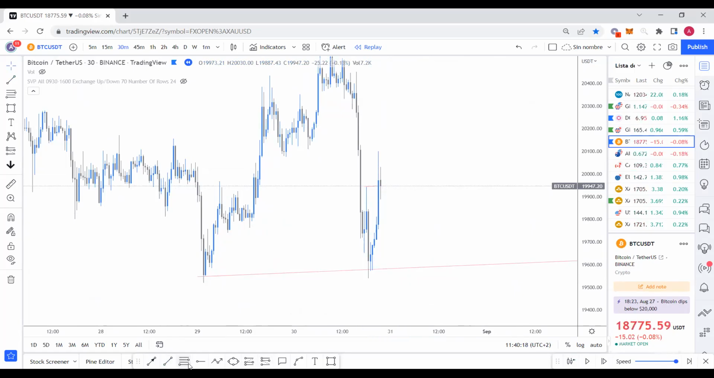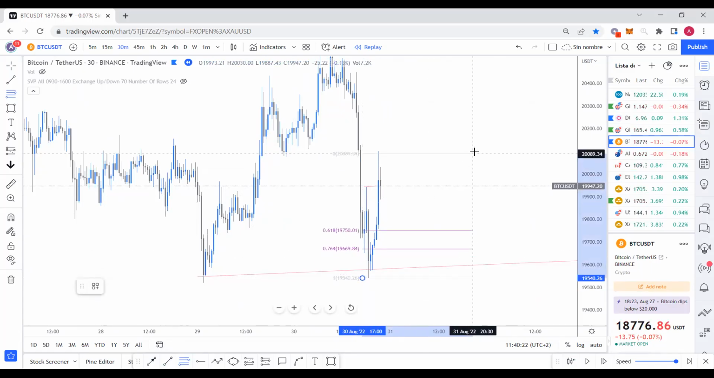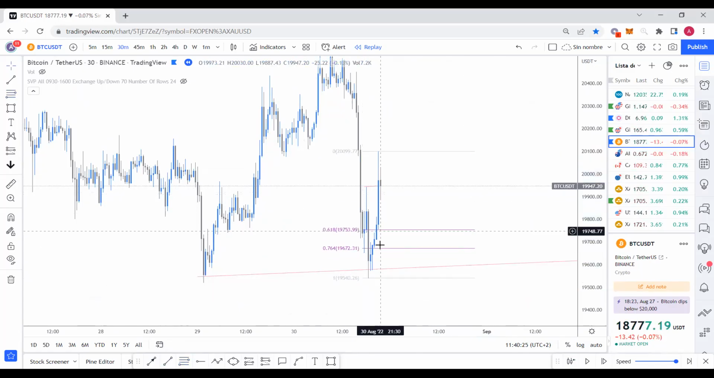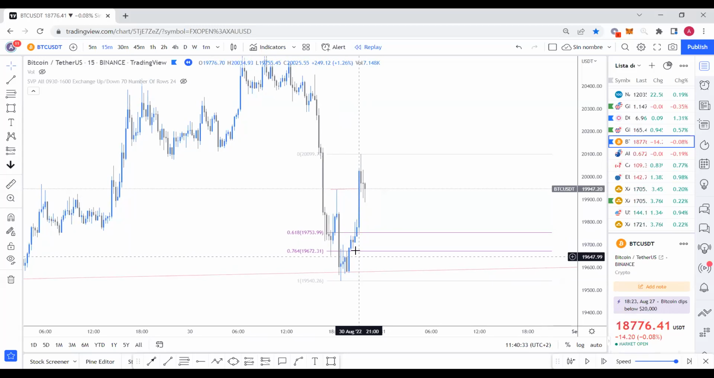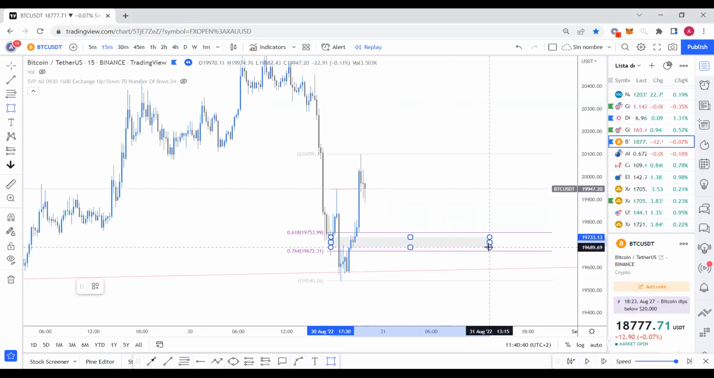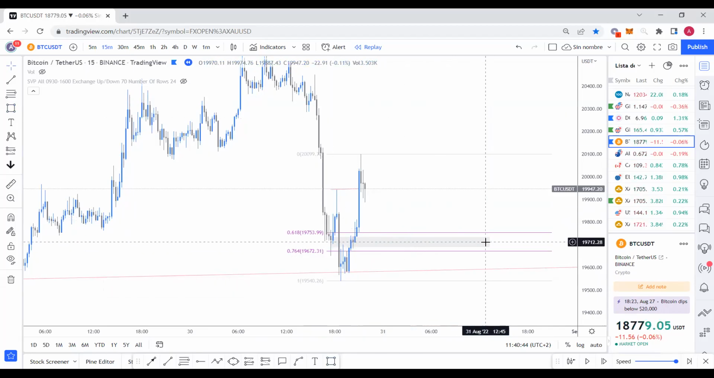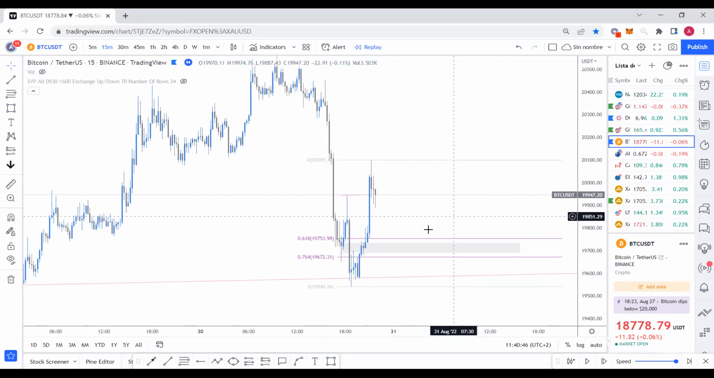Then we want to trace our Fibonacci. Then let's go into the smaller time frames. We see this could be the most clear demand zone, or this one below, one or the other. But this one, if you see, price created an indecision candle, then shot up. Price created a pretty similar setup.